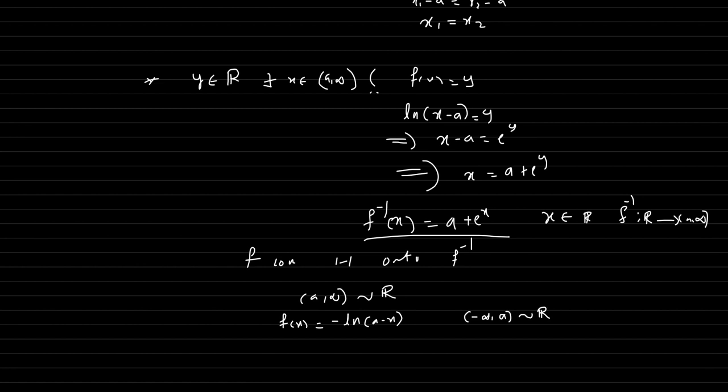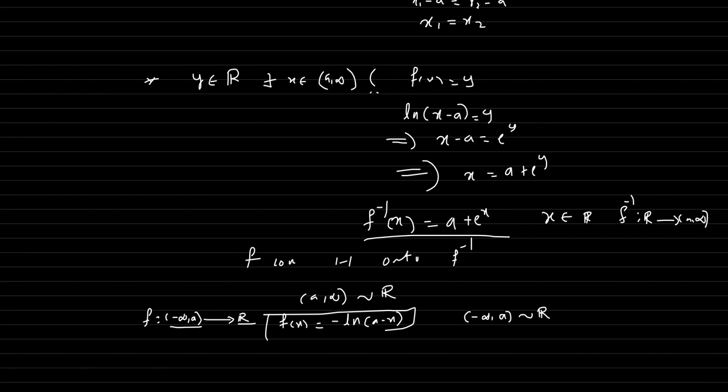Here f is a function defined from the open interval minus infinity to a to R. So this function is a homeomorphism from minus infinity to a to R. So these two spaces are homeomorphic. Here we are considering these two spaces together with the usual metric.